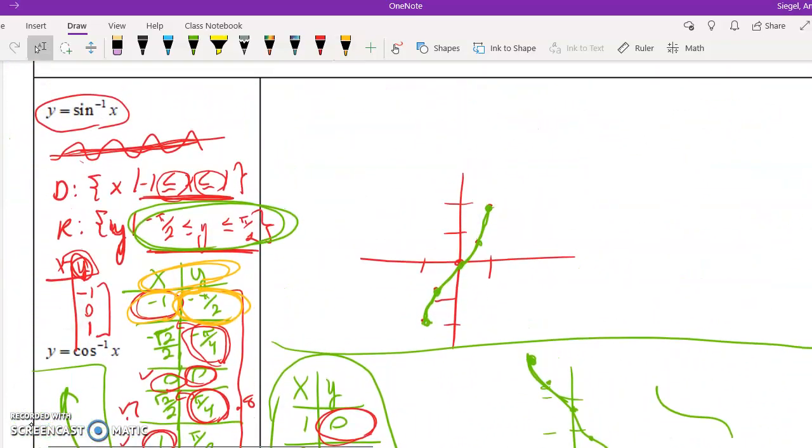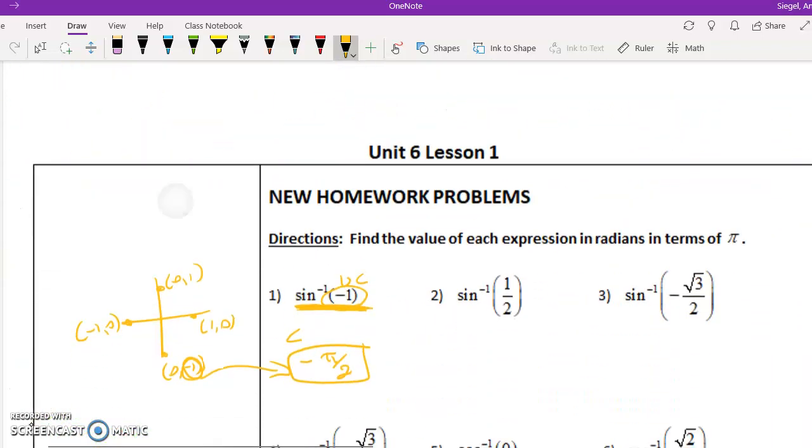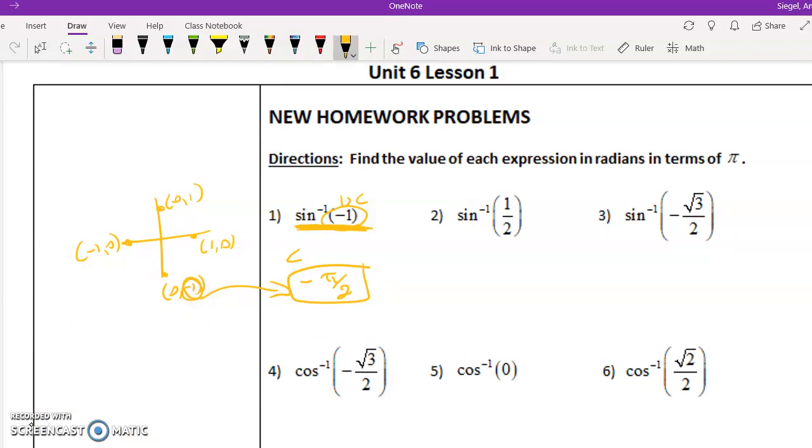Sorry, I keep saying that. Our range, we have to keep it in between these. So keep that consistent, even though I realize that means the same thing. Okay. So why don't you try these two? Push pause and try those two and just see how you do.